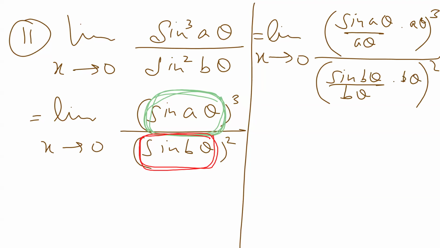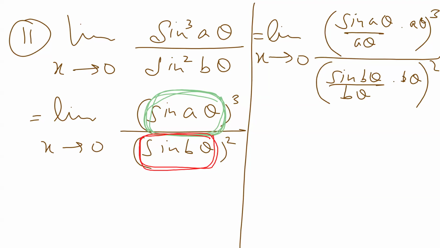Okay. One basic question to all of you. Can I cancel this theta and this theta? No, sir. No, we cannot, because upstairs it is a cube and downstairs it is a square. So we have to do something else before we cancel it.